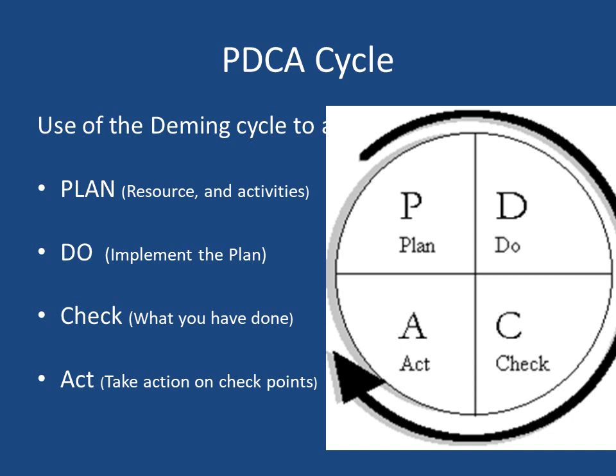The PDCA cycle was introduced by Deming after the Second World War to rebuild Japan. It has 4 components: plan, do, check, and act. The principles of the cycle can be used to build the safety program.